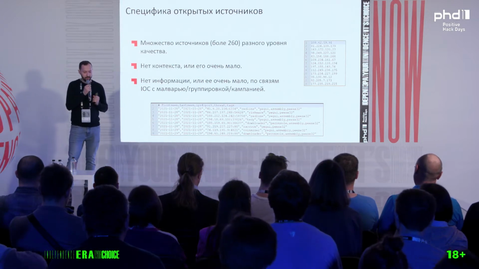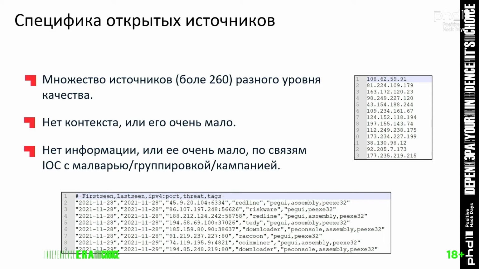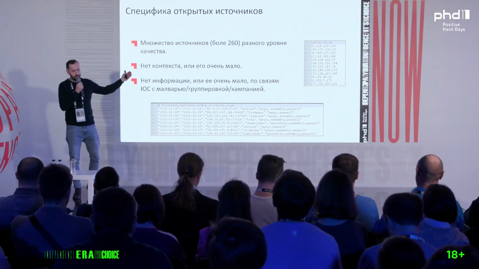All right, I should also mention here what open sources are. In fact, there are numerous open sources, and they differ in terms of quality. In our database, we have over 260. They have some peculiarities. One is that they may be lacking context. Some just contain a flat file with an indicator inside it. Sometimes you don't really know why it's there in the first place and what it represents.